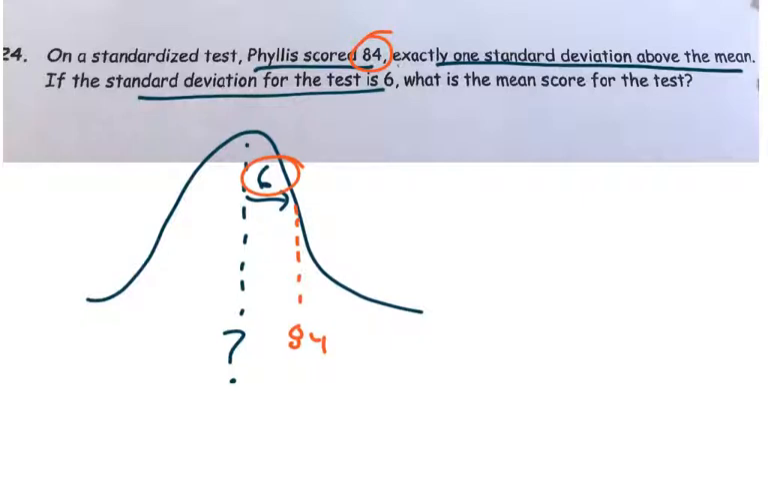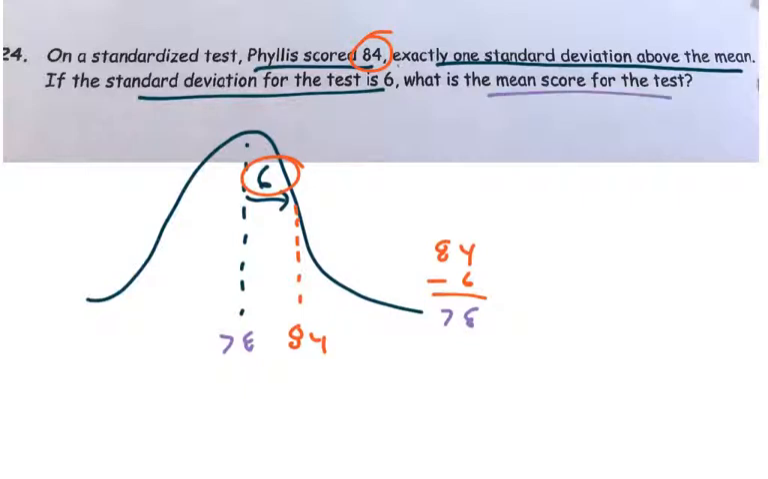So this is a simple answer here. Do you agree? All I need to do is take 84, take away 6. And I know this mysterious missing mean must be, let's see here, 14 minus 6 is 8, 78, right? 78.